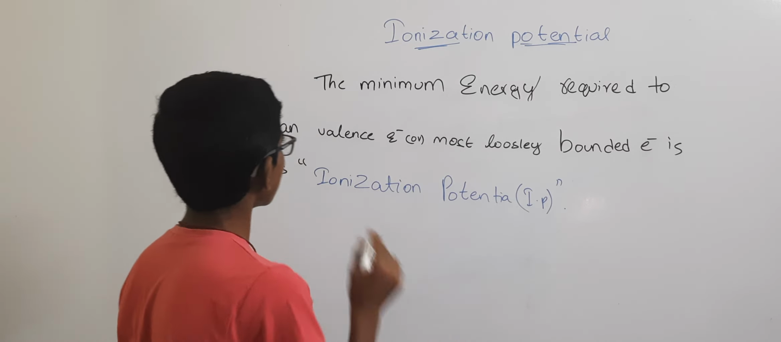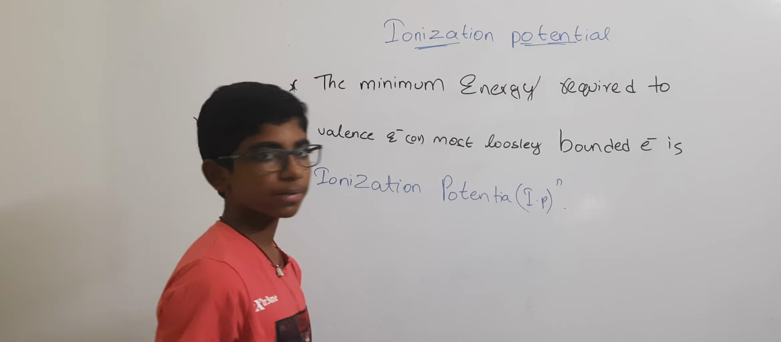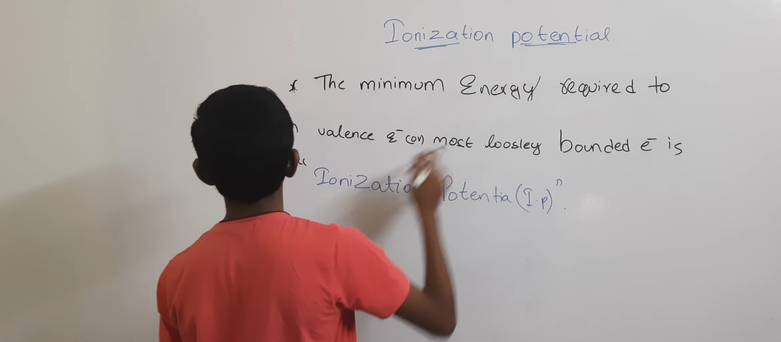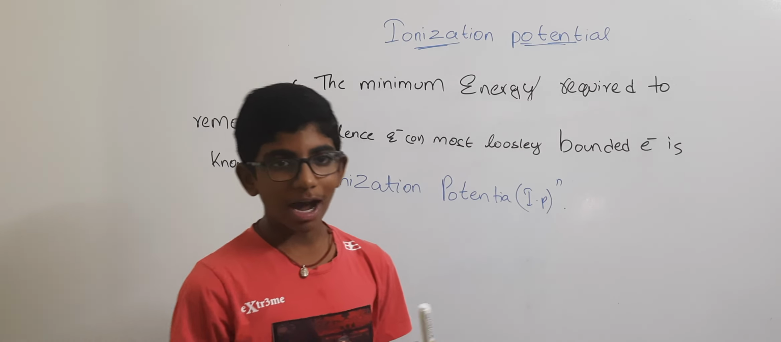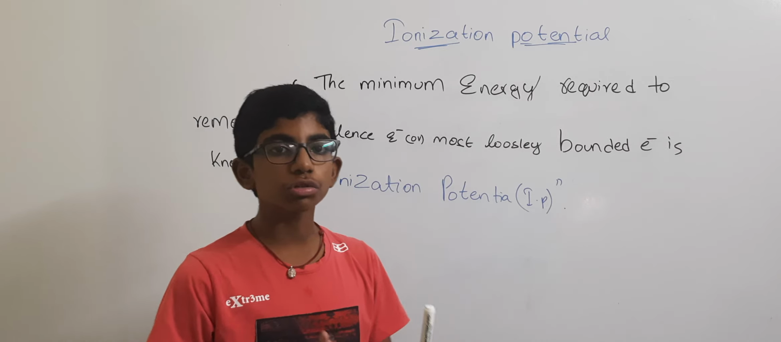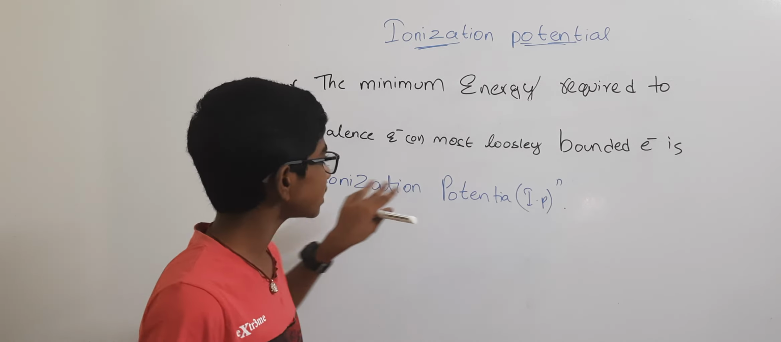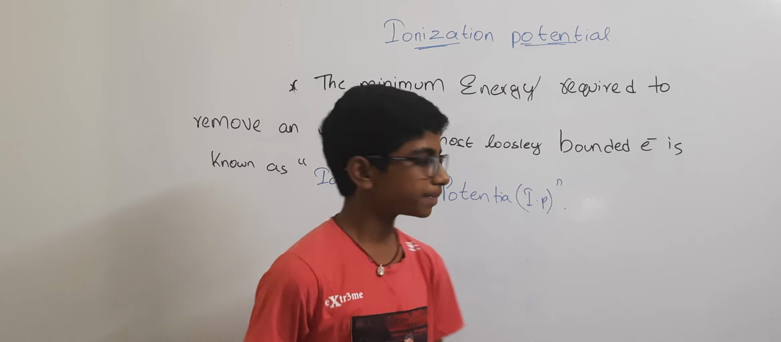First, we see the definition of ionization potential. The minimum energy required to remove a valence electron, or the most loosely bound electron, is known as ionization potential energy.